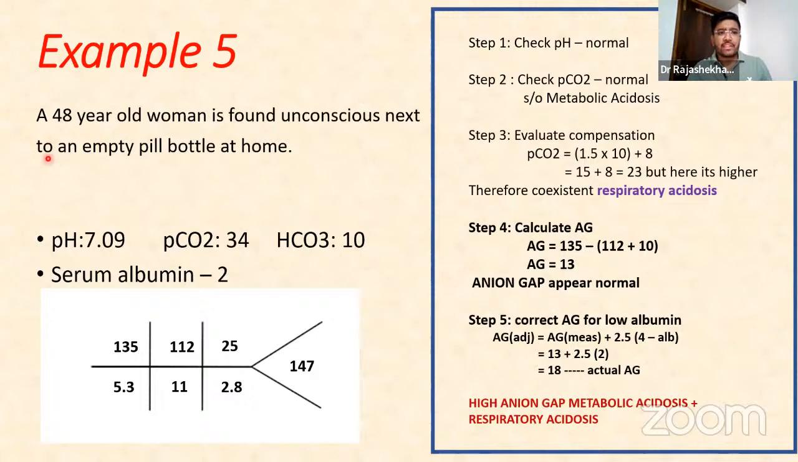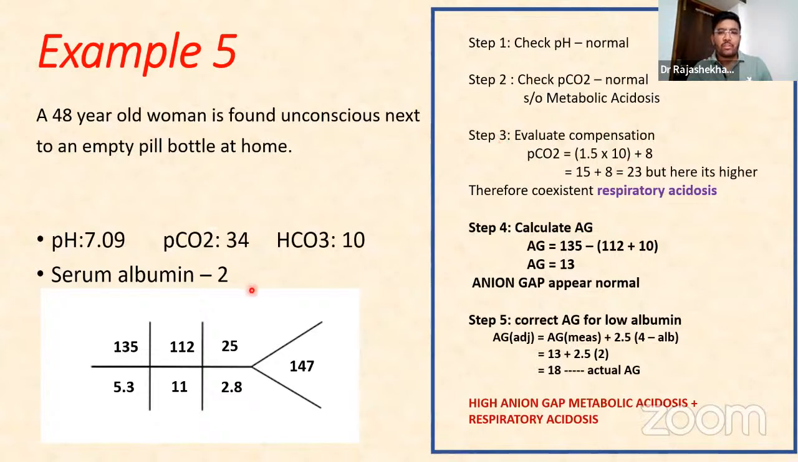If you take the next example, a 48-year-old woman is found unconscious next to an empty pill bottle at home. After coming to the hospital, she was severely acidemic. PCO2 was 34, the bicarbonate was 10. There is definitely a metabolic acidosis. The serum albumin was 2 grams, with these electrolytes. If you check this, the pH is low, the carbon dioxide is low, the bicarbonate is low. So there is a metabolic acidosis.